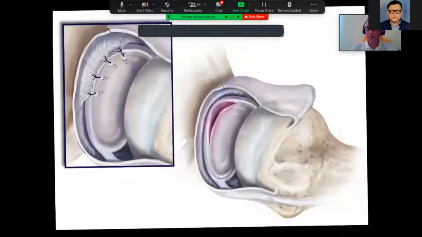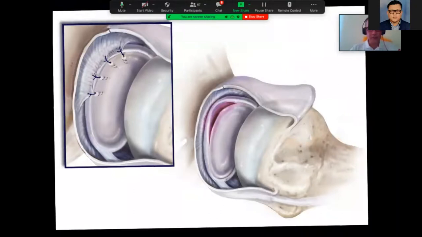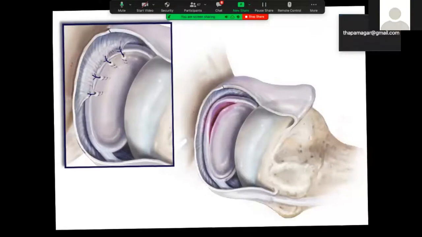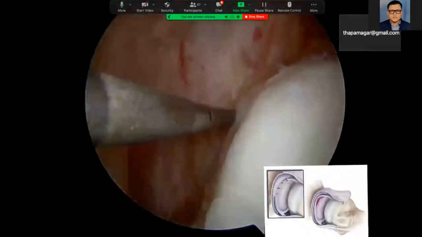Bankart repair is just restitching the torn and displaced anterior inferior labrum to the glenoid. Because of anterior inferior dislocation, it avulses the glenoid labrum from the glenoid bone, and because of this the shoulder keeps on redislocating. In the Bankart repair, we repair that back to its normal position with the help of anchors. And this is what we did.